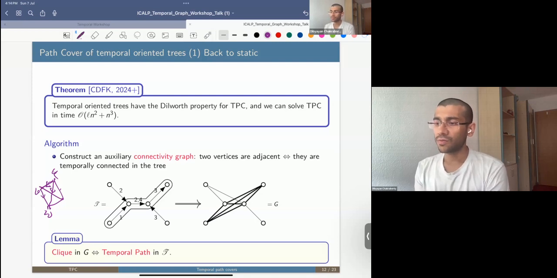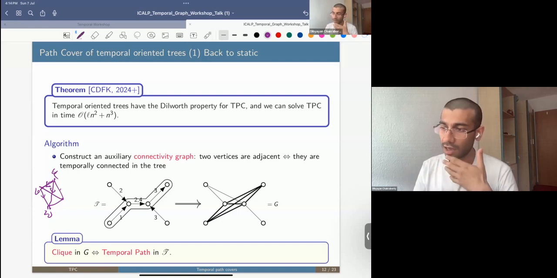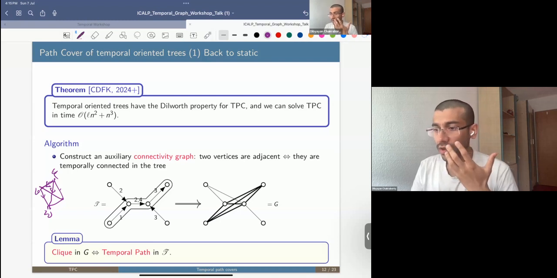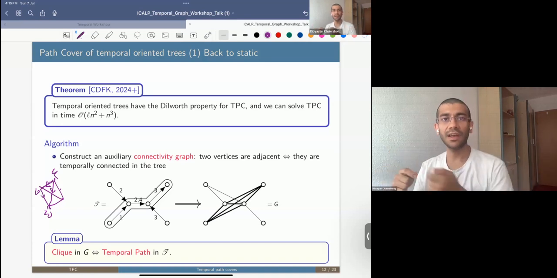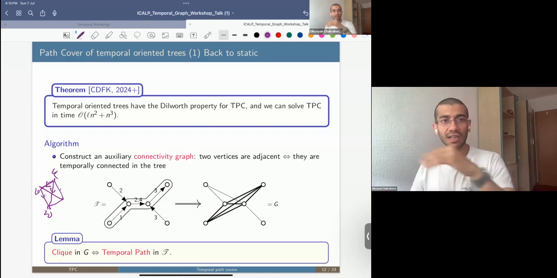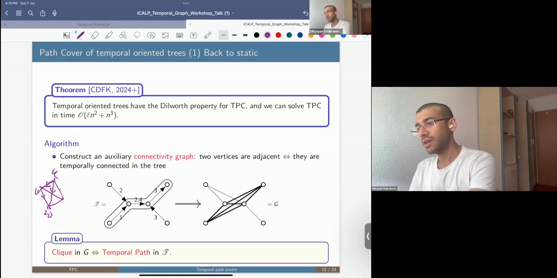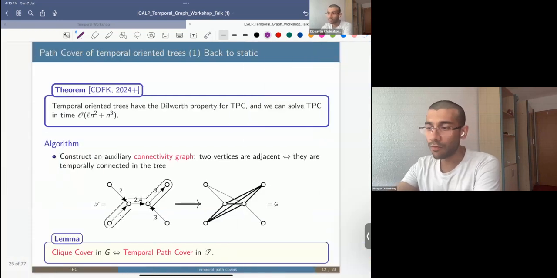At every step we are using the fact that the underlying graph is an oriented tree. In this way, you can say that for every clique in the connectivity graph, I can find a temporal path in the tree that contains all the vertices. That would mean that a clique cover in the connectivity graph gives a temporal path cover in the tree.